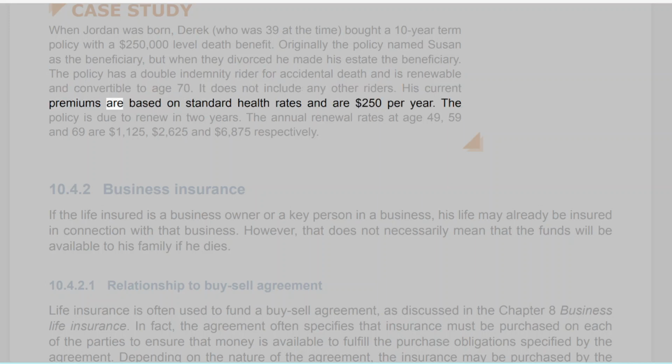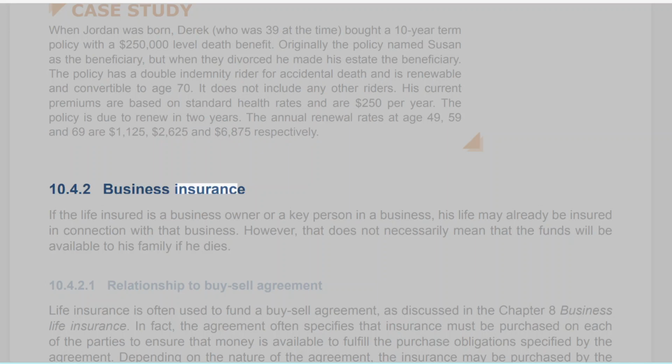His current premiums are based on standard health rates and are $250 per year. The policy is due to renew in 2 years. The annual renewal rates at age 49, 59, and 69 are $1,125, $2,625 and $6,875 respectively.